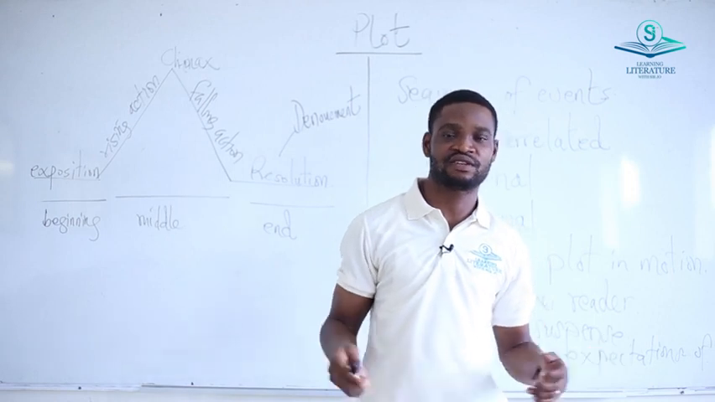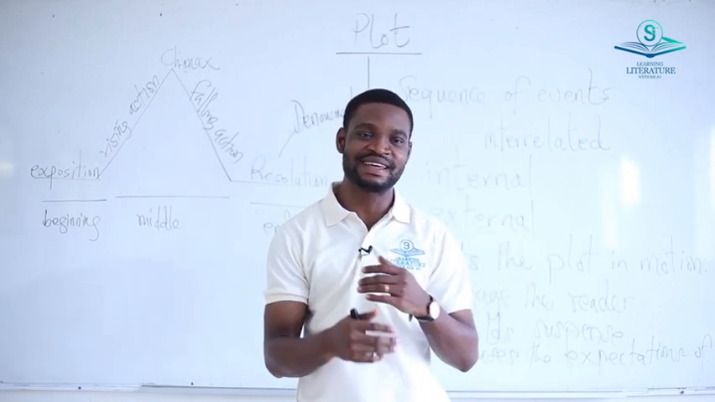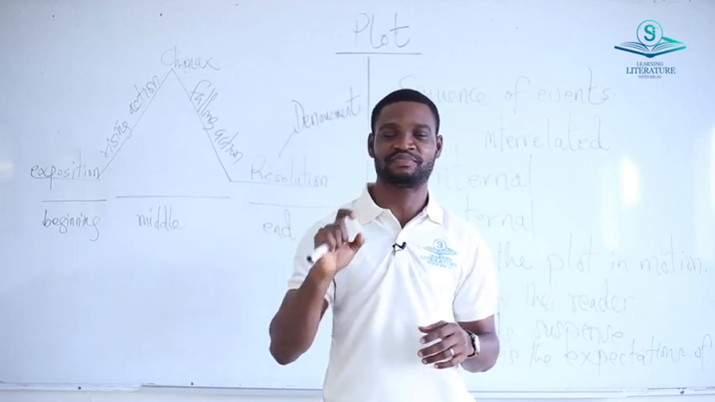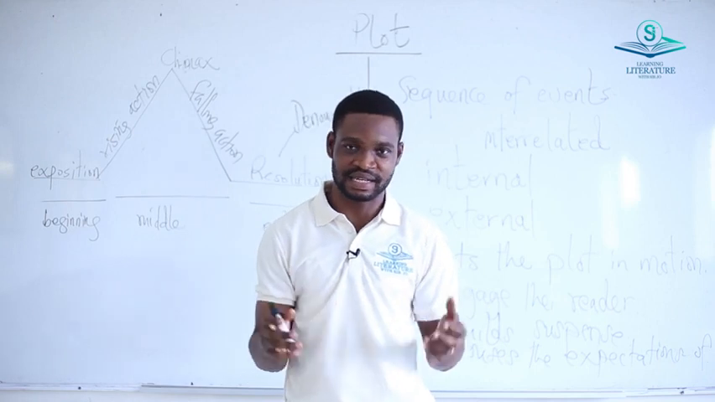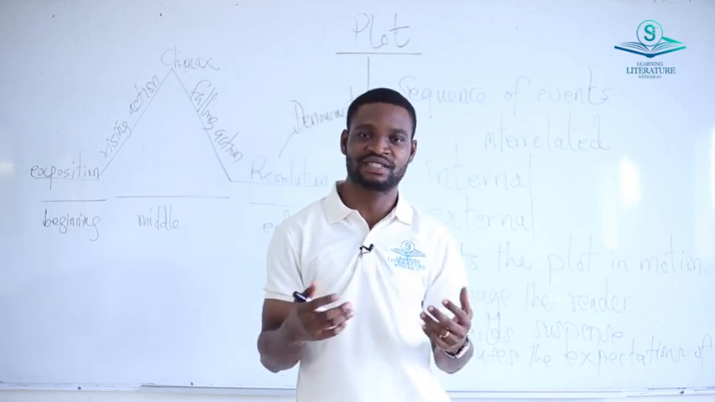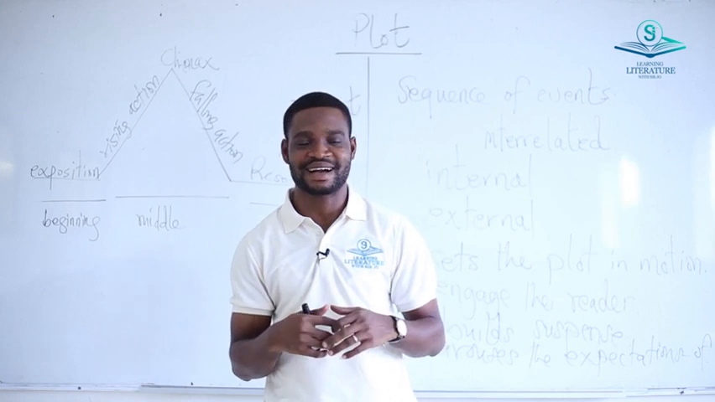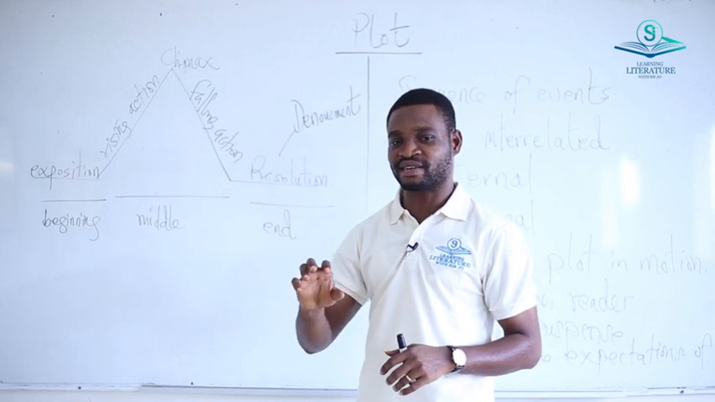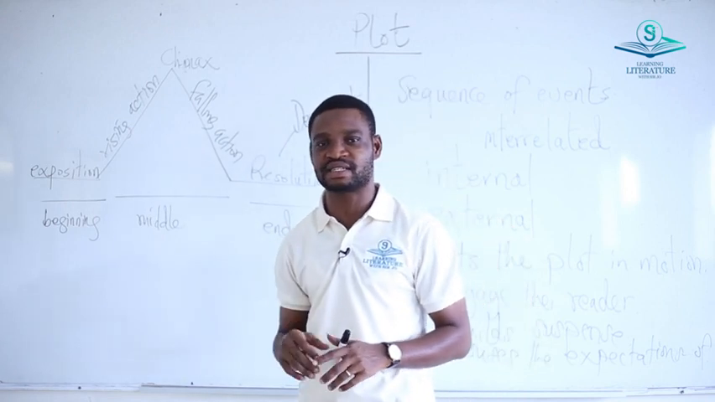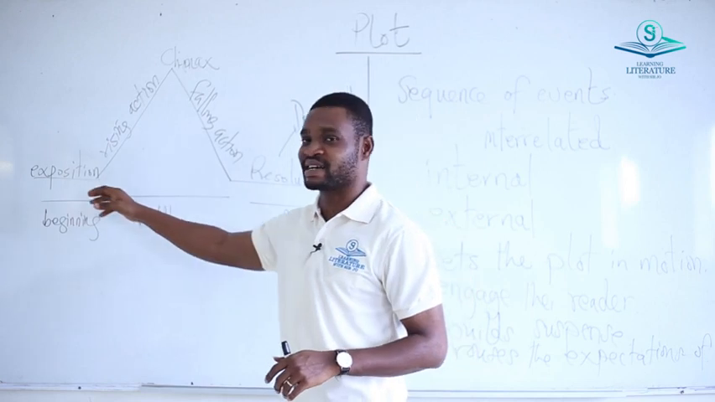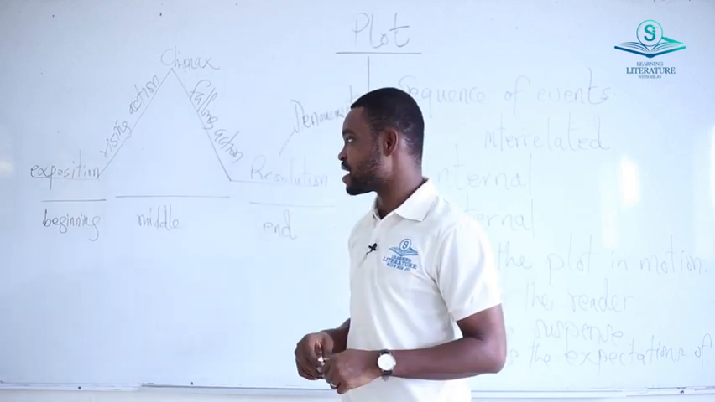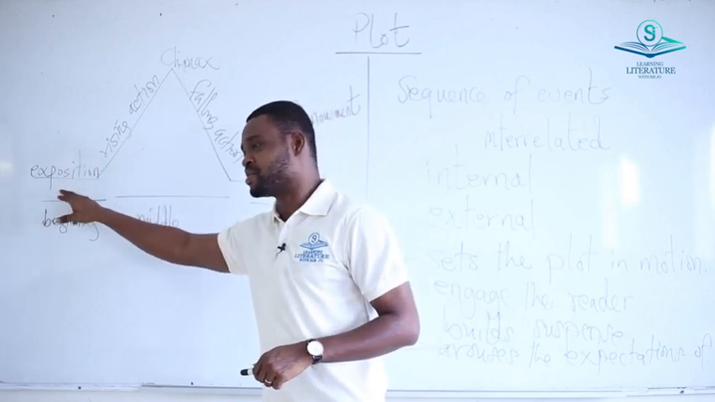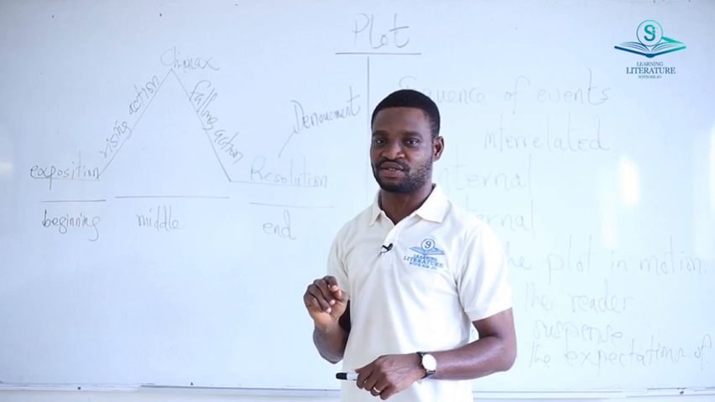The exposition of a plot is basically the beginning section where the author gives important background information, sets the scene, establishes the situation, and dates the action. So we have background information that is very important to readers, and we are given this background information at the beginning of the story.